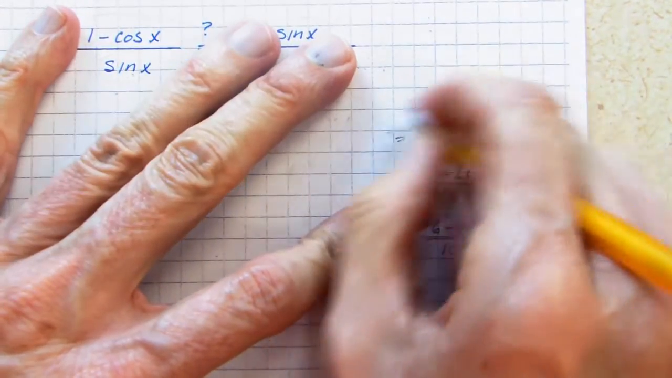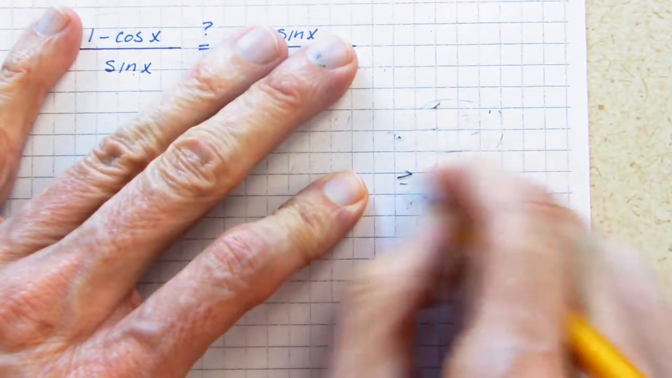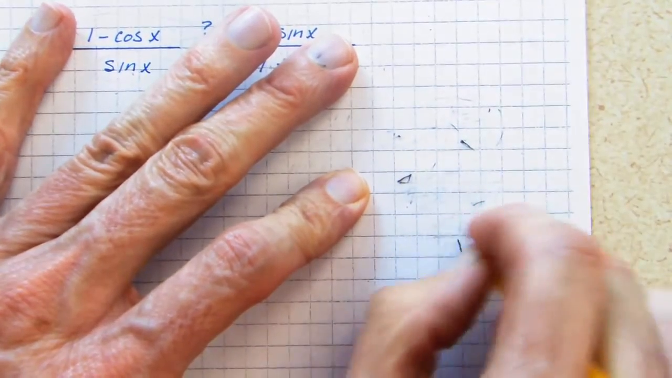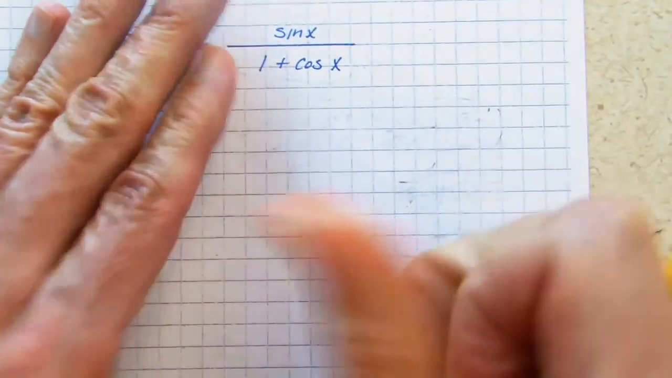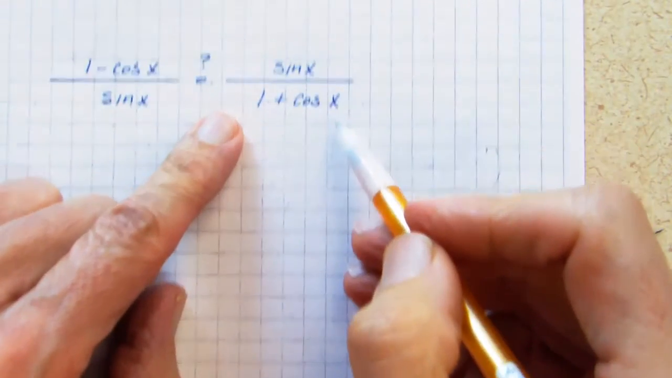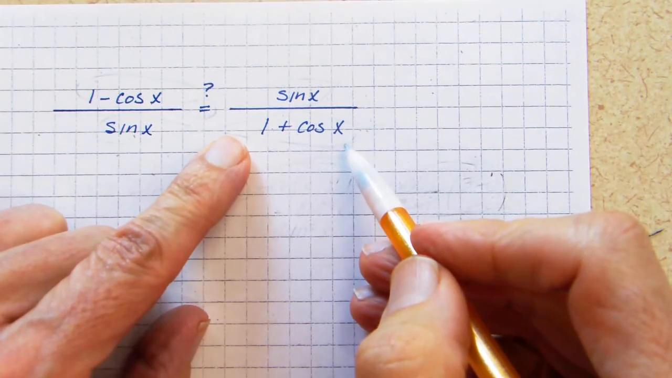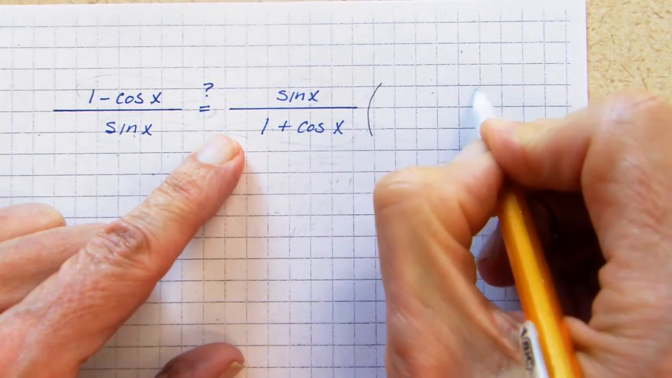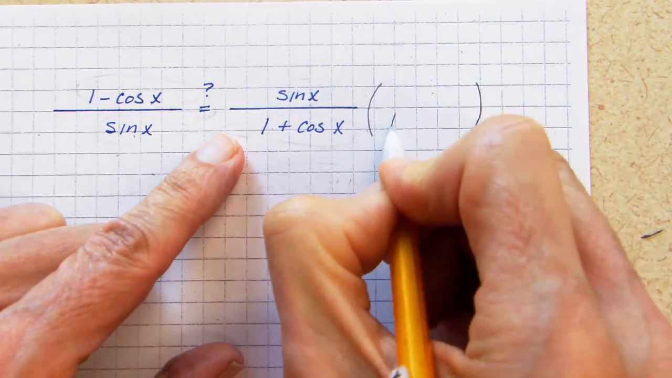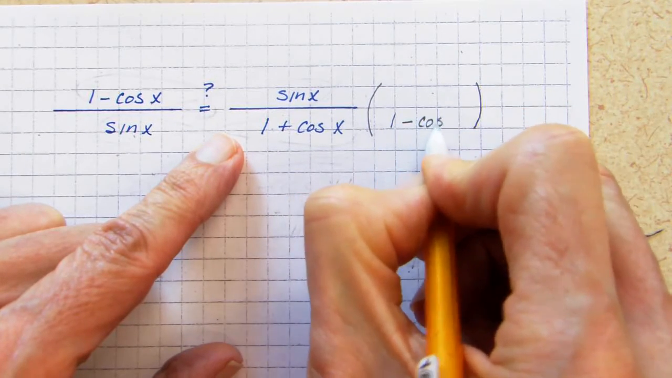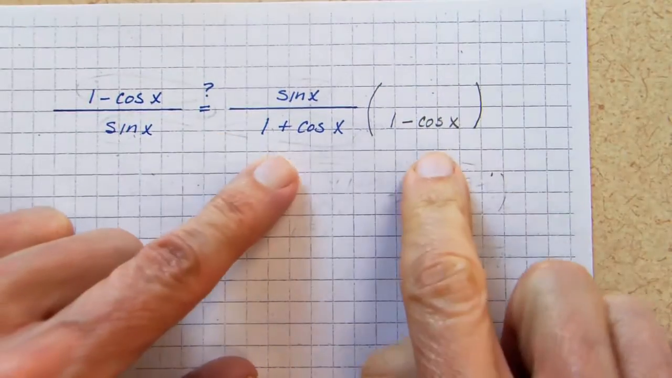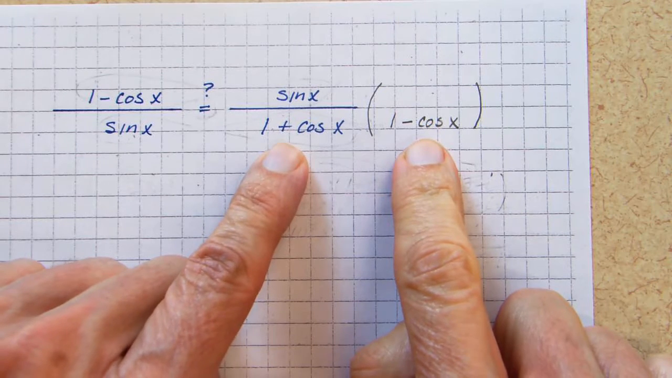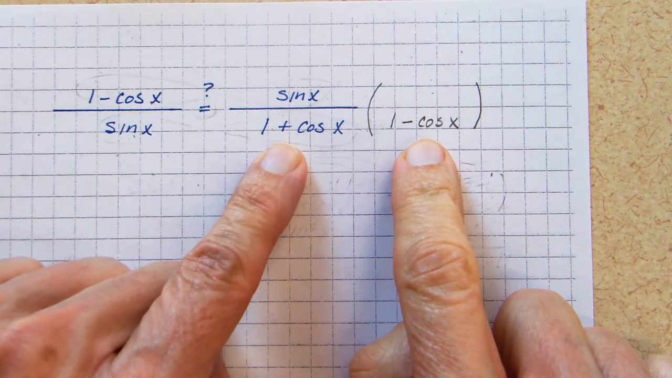Well, we can apply that same idea to trig verification. Now, I happen to see 1 plus cosine right here. The sort of conjugate of that, if you will, would be 1 minus cosine of x. And this is going to set up a difference of squares situation, which is going to pay off a huge benefit in just a few moments.